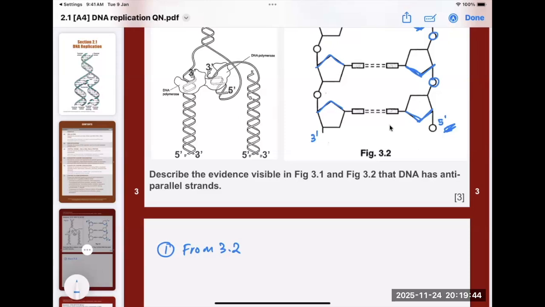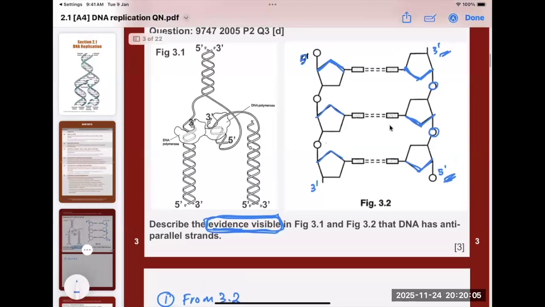But it means that you have to discipline yourself to actually show, because a lot of students are not answering the question. What did they say? They want what? Visible evidence that is visible, right? Do they want theoretical knowledge? No. So they want to know what did you see in the picture? It must be visible.